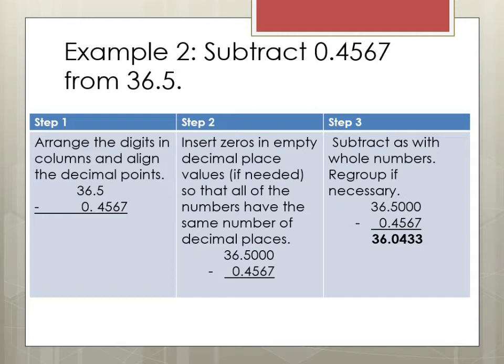We begin by answering first the number at the right. So 0 minus 7, that can't be. So we regroup. 0 will become 10, minus 7 is 3. 0 will become 9, minus 6 is 3. 0 will become 9, minus 5 is 4, while 5 will become 4, minus 4 is 0. Then 36 minus 0 is 36. So the final answer is 36 and 433 10,000ths.